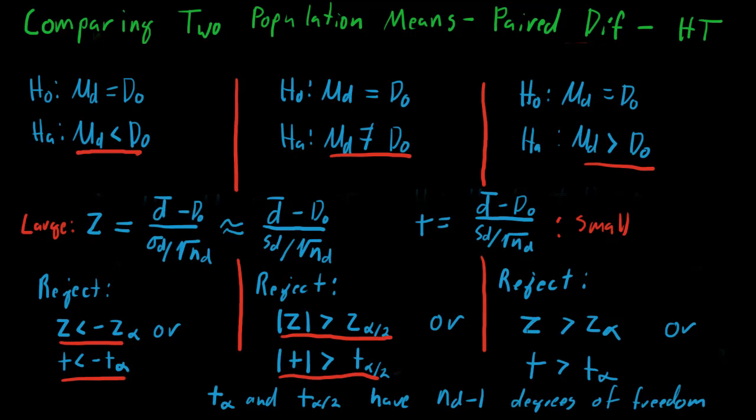And then finally for our last one-tailed test, we have z is greater than z of alpha and t is greater than t of alpha, depending on if we have a large or small sample test, for our one-sided test for mu d greater than d naught. And again, we're going to look at our t sub alpha and t sub alpha over 2. For either of those, we have nd minus 1 degrees of freedom. So if you're doing the small sample, you have the nd minus 1 degrees of freedom for our test there.